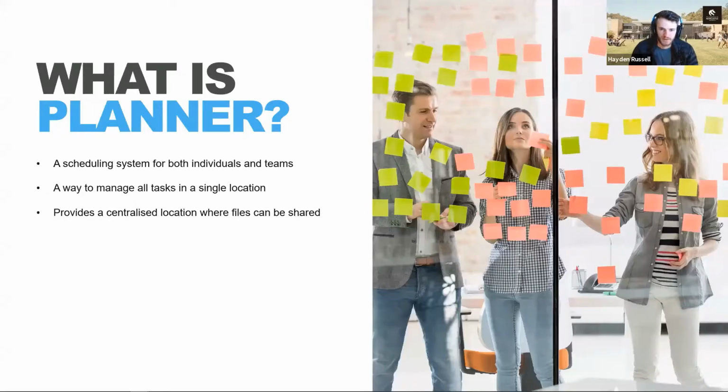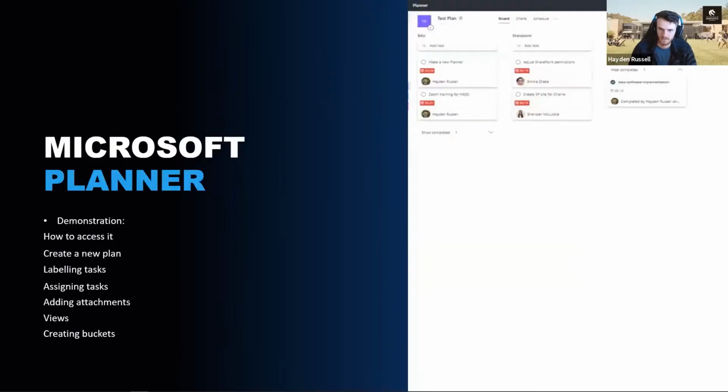Cool. And Planner. Planner is another great tool for organizing your teamwork and also for your individual work as well. So it's a scheduling system essentially, and it's a way to manage all of your tasks in a single location. And you can also share them out through that one location as well. So first of all, how to access it. It's a Microsoft 365 app. You can go through office.com and you'll see Planner listed there. You can also access it through Teams as well.